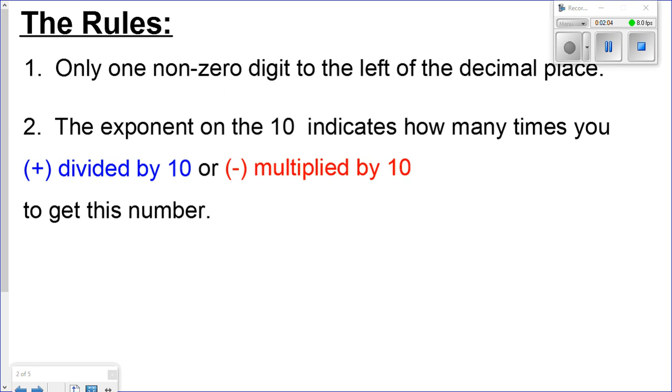The next rule is we put an exponent of 10 afterwards. We multiply whatever number we've turned it into by an exponent of 10, which tells you how many times you either divided by 10 or multiplied by 10 to go back to your original number. So I have an example on the next page.